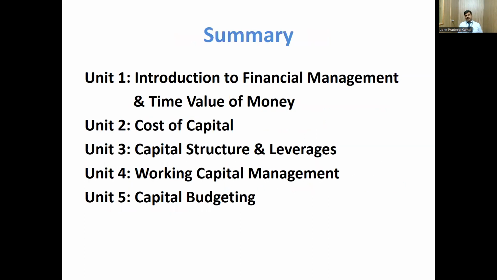So dear students, these are the very important and beneficial units you're going to learn in this course. The first two units cover introduction to financial management and time value of money, then cost of capital and capital structure, leverages, working capital management and capital budgeting. We will be focusing on how we can apply these concepts in the aviation industry, and we are going to take some important cases and examples from the aviation industry when we are learning this.